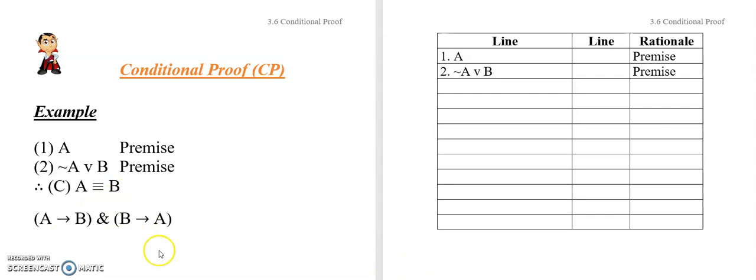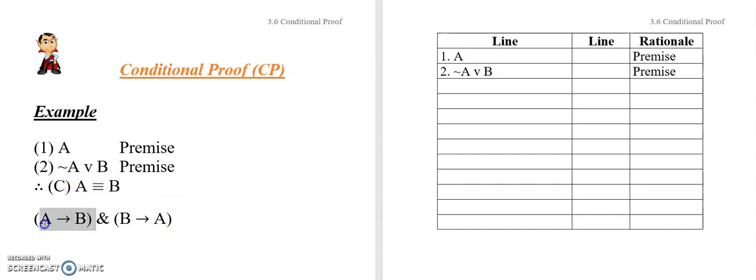Okay, well, a biconditional is just two conditionals. In this case, you've got your left to right direction, if A then B, and your right to left direction, if B then A, okay? So this is really just two disguised conditionals. What we're going to do is use CP twice.